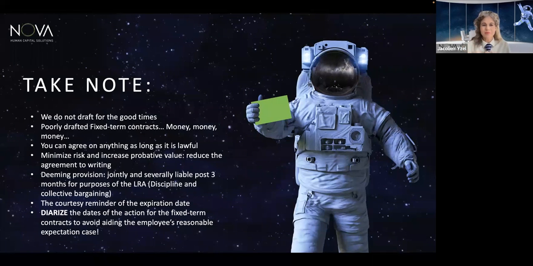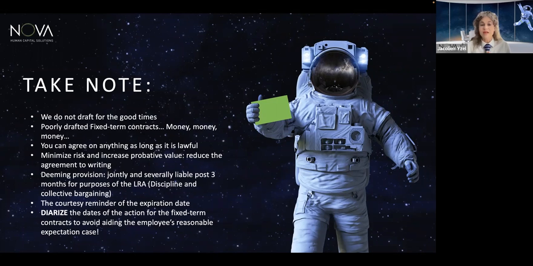Otherwise, second bullet, poorly drafted fixed term contracts. It reminds me of the ABBA song, money, money, money. And then it's not so funny. Like Vaughan said, the moment that dispute has been activated, your set down notice, already your time is money. Even if you go and sit and you settle, you spend time there. You don't want to go there.